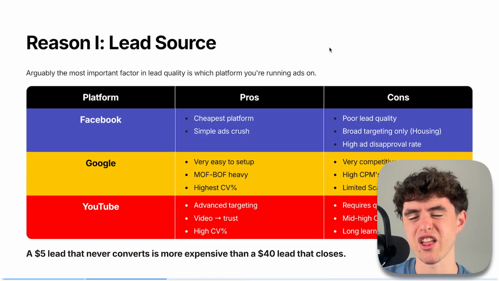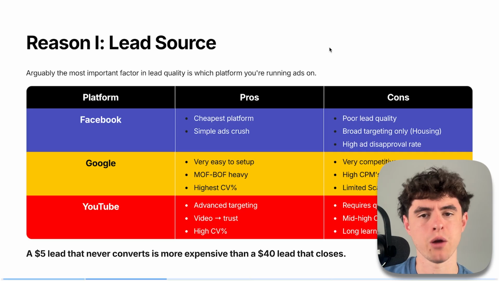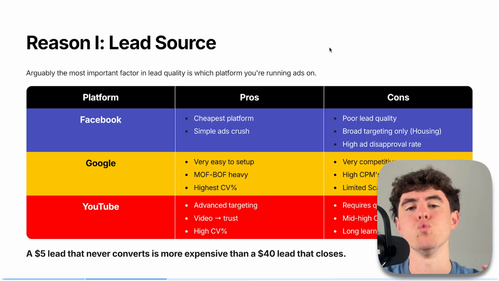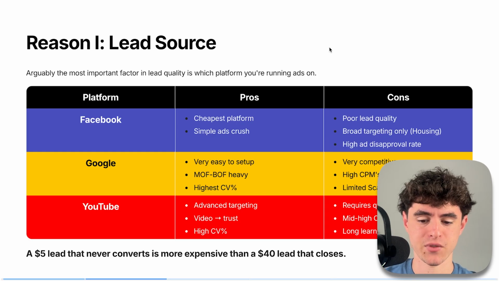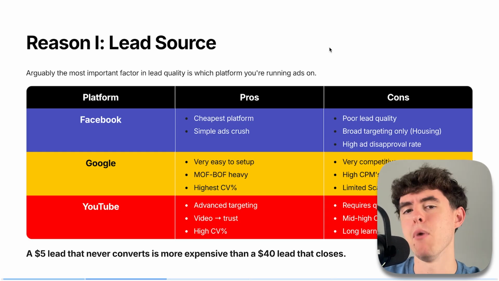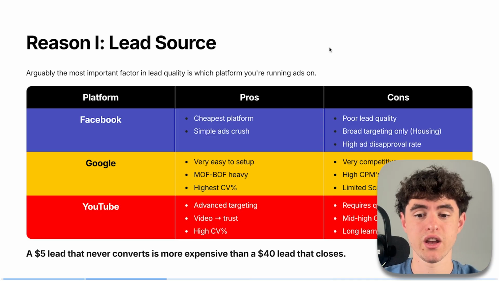So arguably the most important factor when it comes to the lead quality with paid ads is going to come down to which platform you're using. You need to know the pros and cons of each and decide which one makes the most sense for your business. So let's break them down.